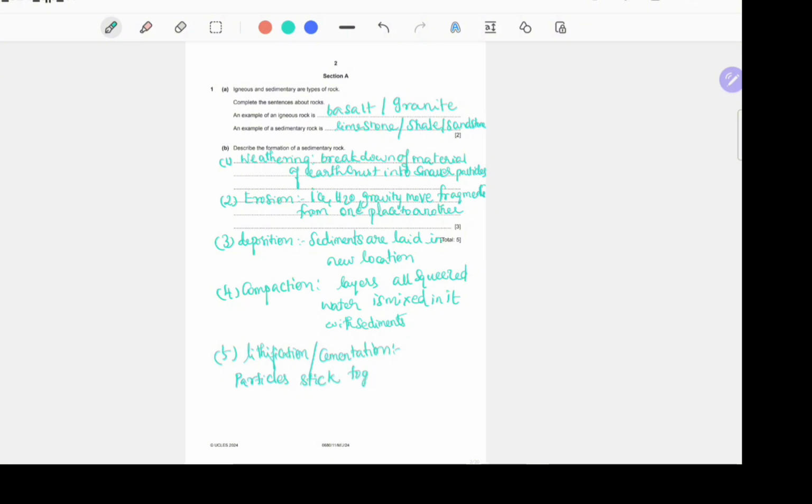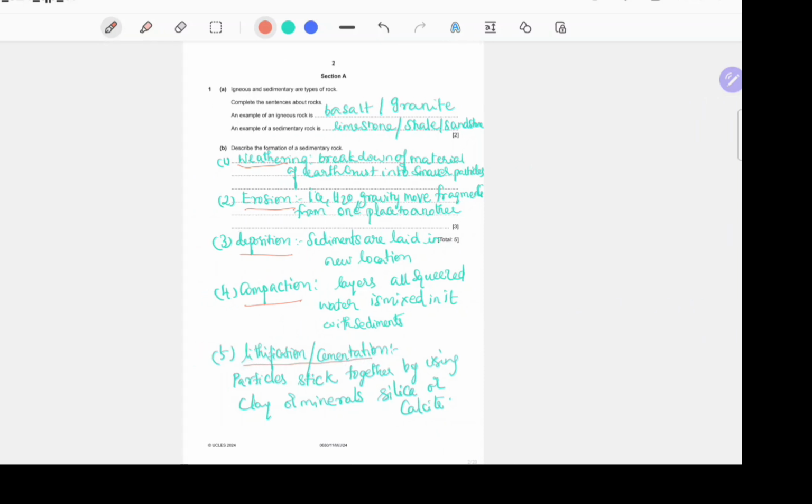Stick together by using clay or minerals like silica or calcite. So the stages are: one is weathering, I will underline it. Next one is erosion. Third one deposition. Fourth one compaction. Fifth one lithification or cementation.